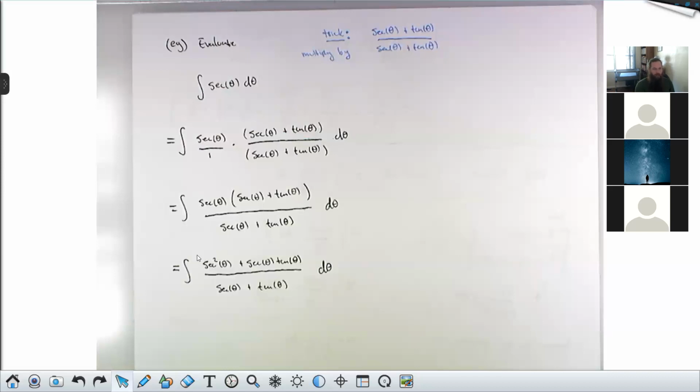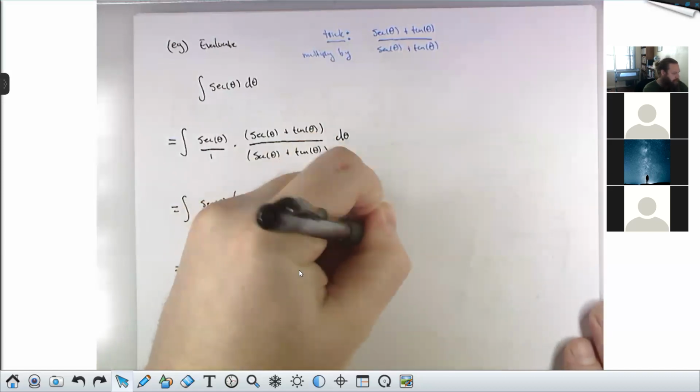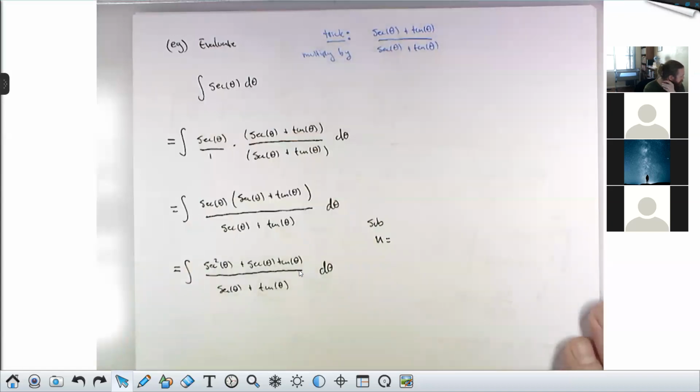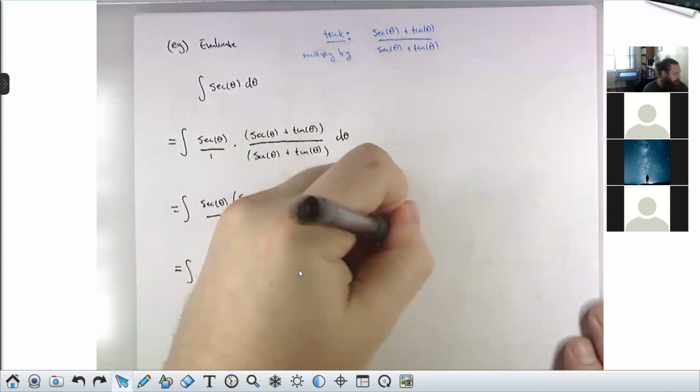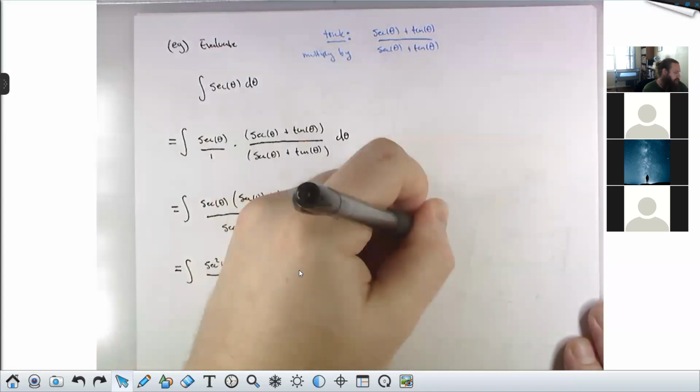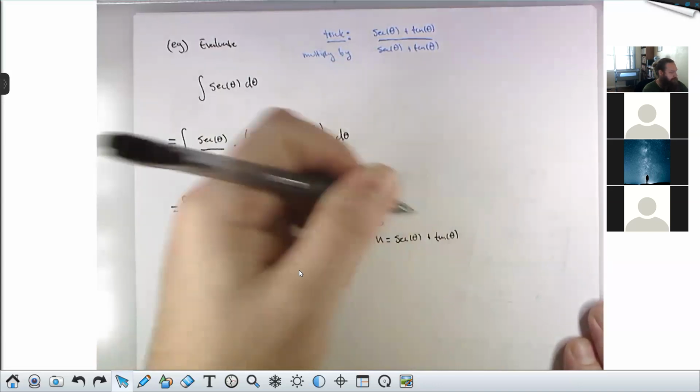Very good. The top is the derivative of secant and the derivative of tangent. The derivative of tangent is secant squared. The derivative of secant is secant tangent. The top, ladies and gentlemen, is the derivative of the bottom. Why is that useful? Because if we substitute for the bottom, the differential will cancel perfectly with the top. That's the beauty here. So following Katie's observation, we're going to sub u equals secant theta plus tangent theta.